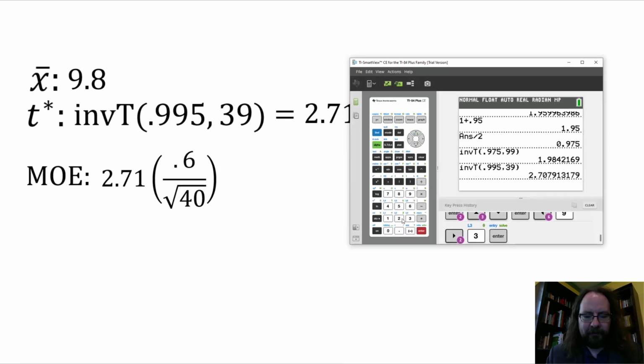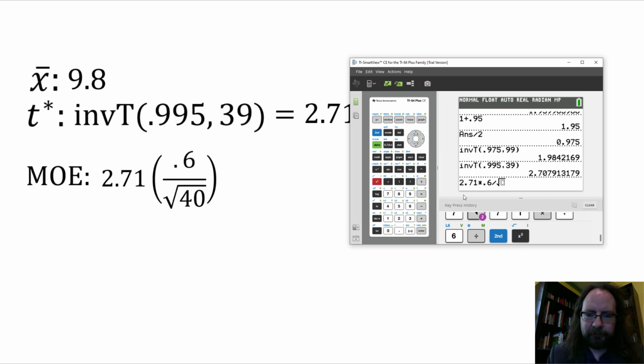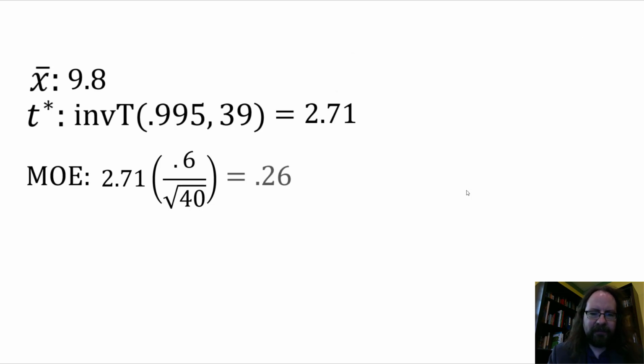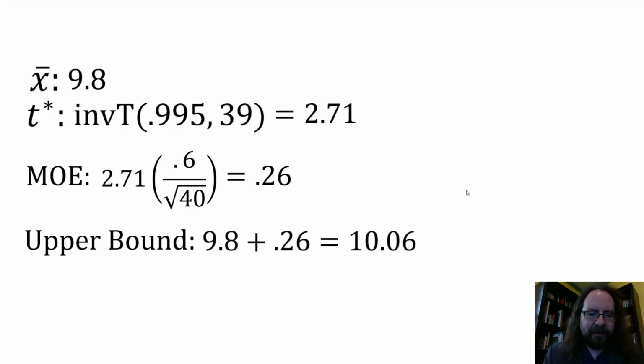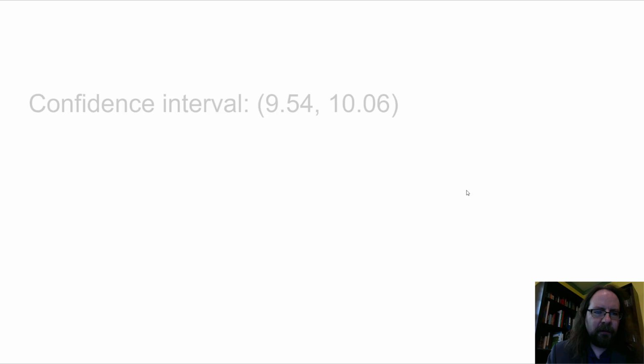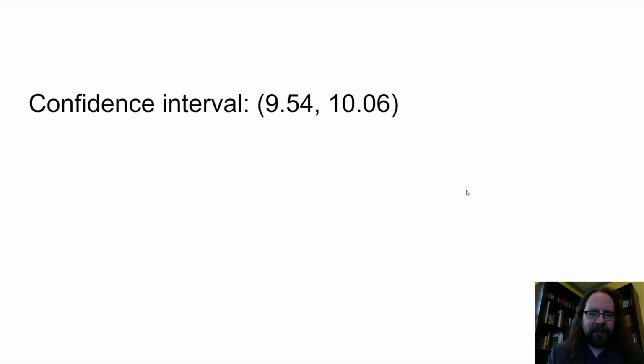So let's actually do that. We have 2.71 times 0.6, and we need to divide that by the square root of 40. And this gives us a final margin of error of about 0.2570. So I'm going to say, let's say about 0.26. And just like before, when we do a confidence interval, our upper bound is going to be our point estimate plus our margin of error, which comes out to 10.06. Our lower bound is our point estimate minus our margin of error, which comes out to 9.54. So our confidence interval is from 9.54 to 10.06.